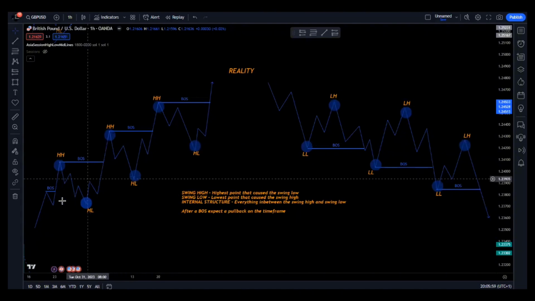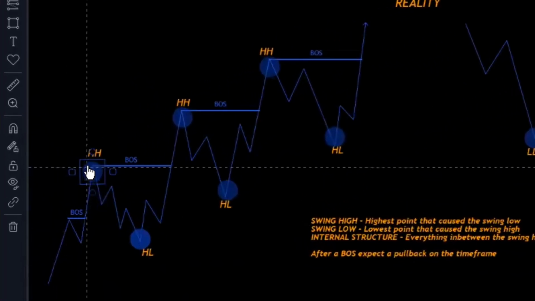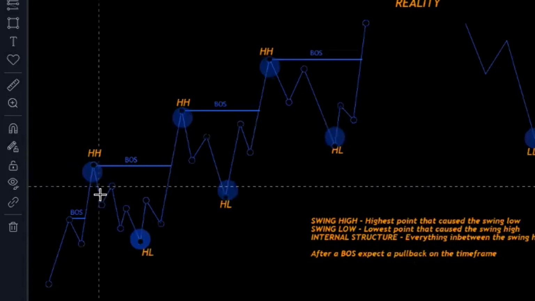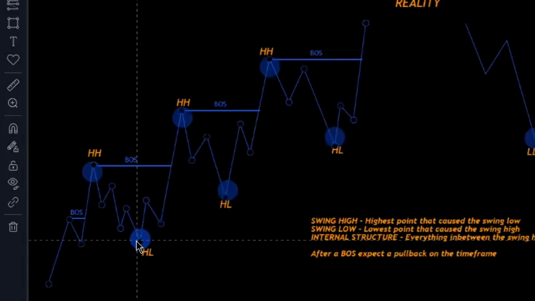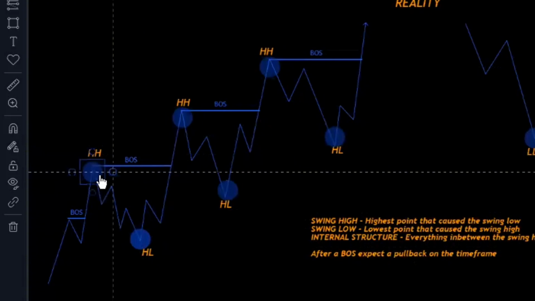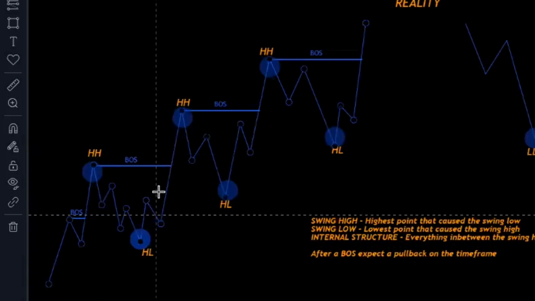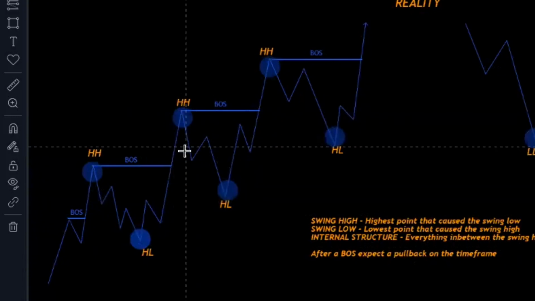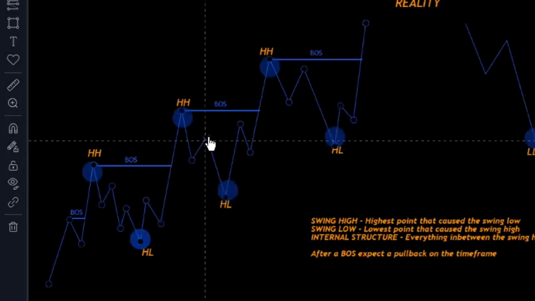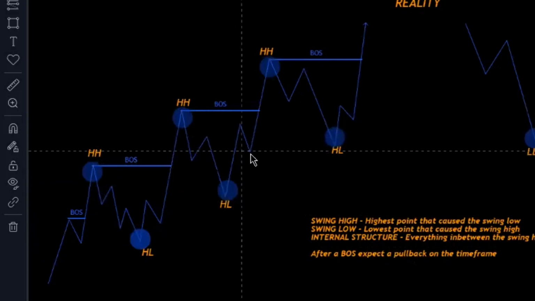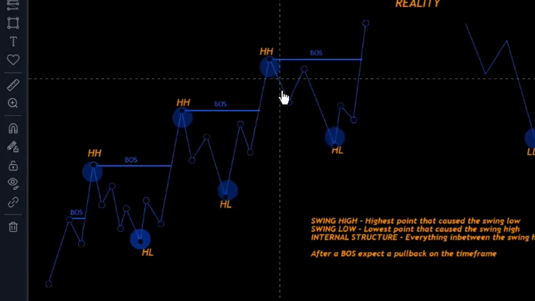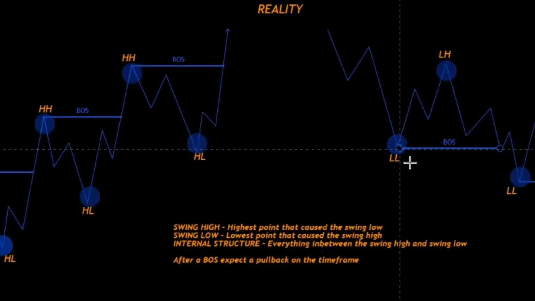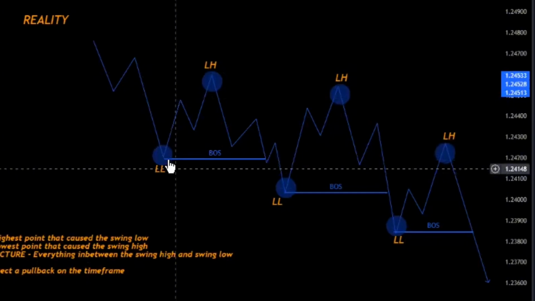Now on the left, you can see a break of structure right here, and in between the higher high and the higher low that will form, we're also going to have some structural moves. After the break of structure, to form the new higher high, we're also going to have some structural moves. We're going to have internal highs and internal lows forming. Internal highs, internal lows, break of structure, internal highs, internal lows, break of structure. Now, in a downtrend, you're going to have a similar thing, just the direct opposite.